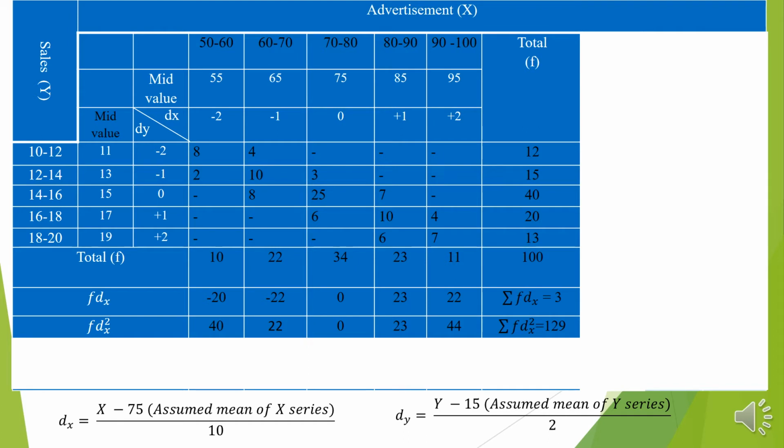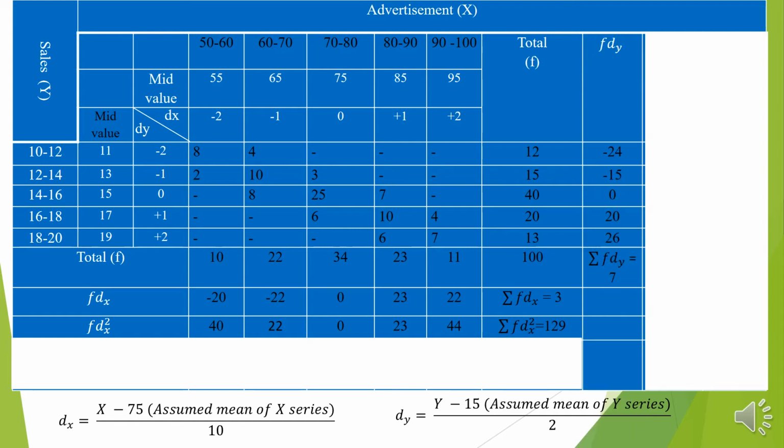Similarly, now let us go to calculate f dy, frequency into dy. Okay, we'll do that. So see, 12 into minus 2, so it is minus 24, 15 into minus 1, minus 15, 40 into 0, 0, and 20 into plus 1, 20, 13 into plus 2, 26.